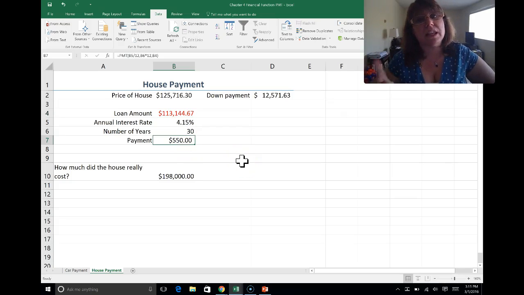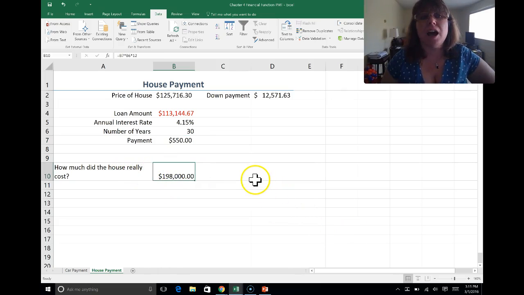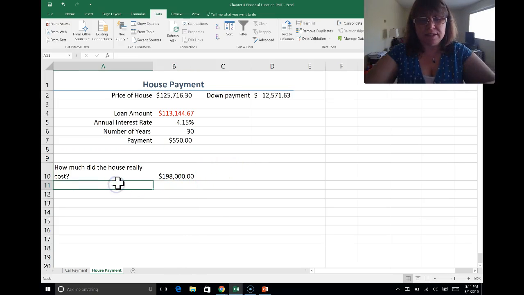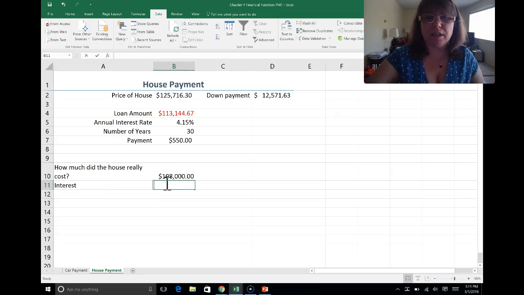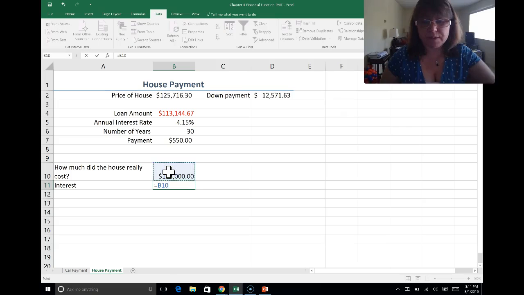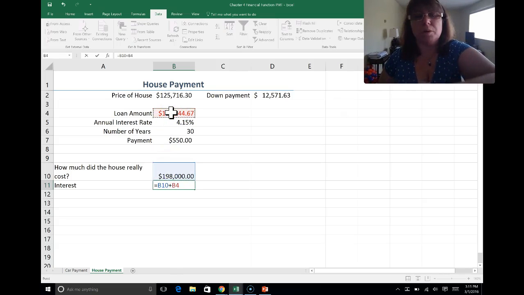But here's the interesting thing. How much did the house really cost me? $198,000. That's a big difference. How much interest did I pay? That's going to be the house minus the loan, or plus the loan.